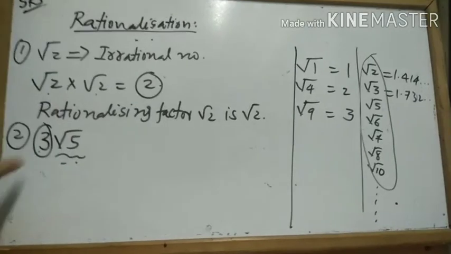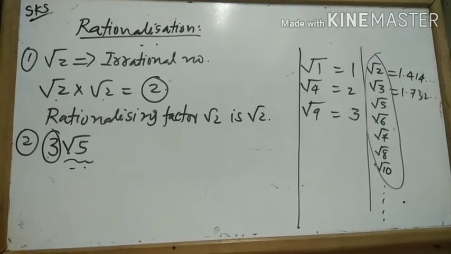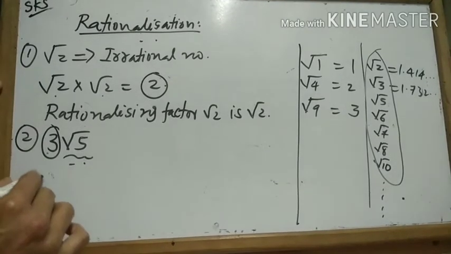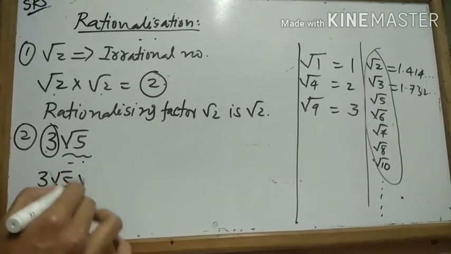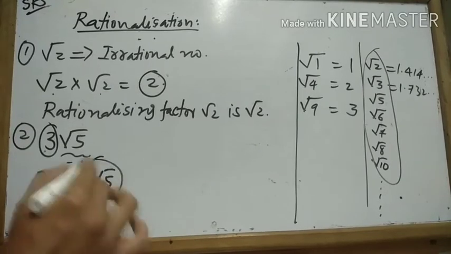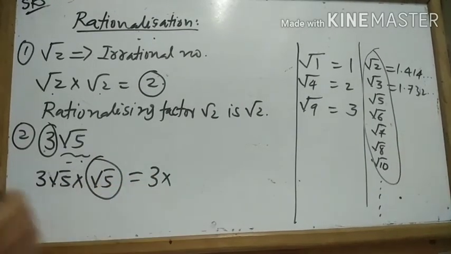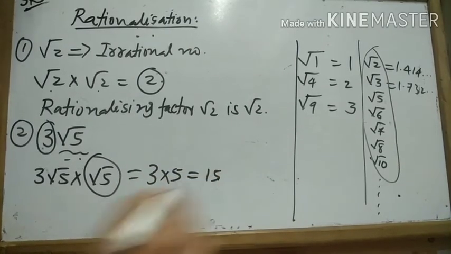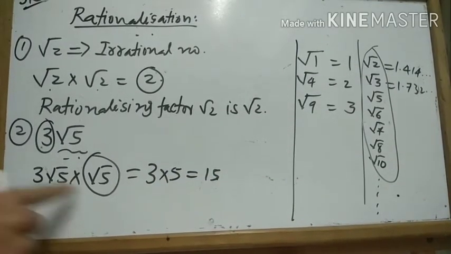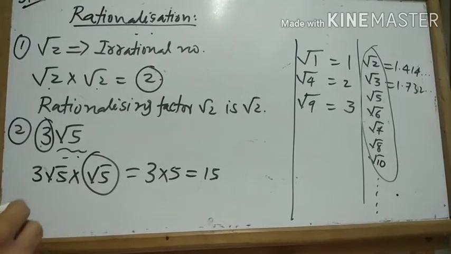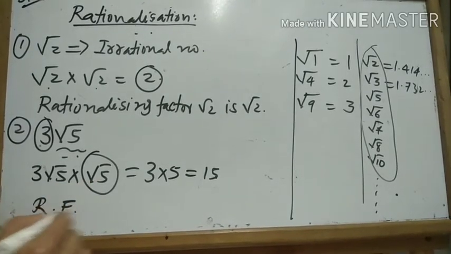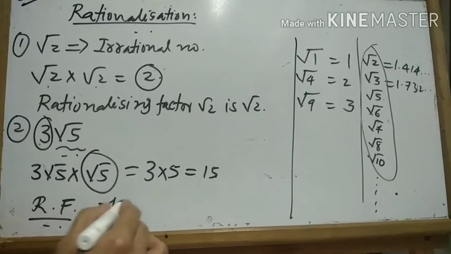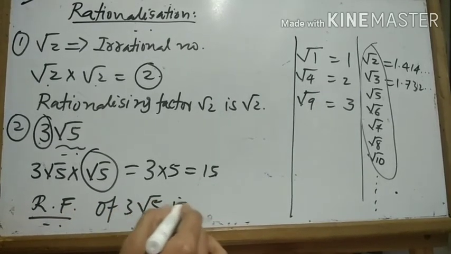Out of these 3 components, the first component is 3. 3 itself is a rational number, so I don't have to multiply it by anything. What I will do is multiply 3 root 5 by root 5. It will give me 3 as it is, and root 5 into root 5 is 5, so 3 into 5 is equal to 15. So which number makes 3 root 5 a rational number? Root 5. So the rationalizing factor, which we often call RF, of 3 root 5 is root 5.